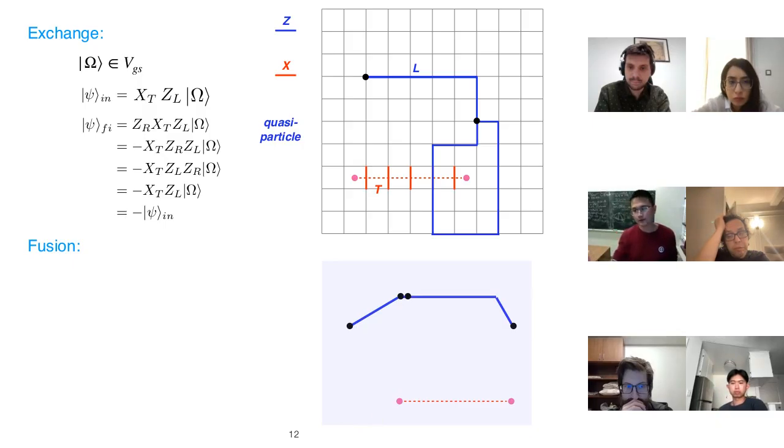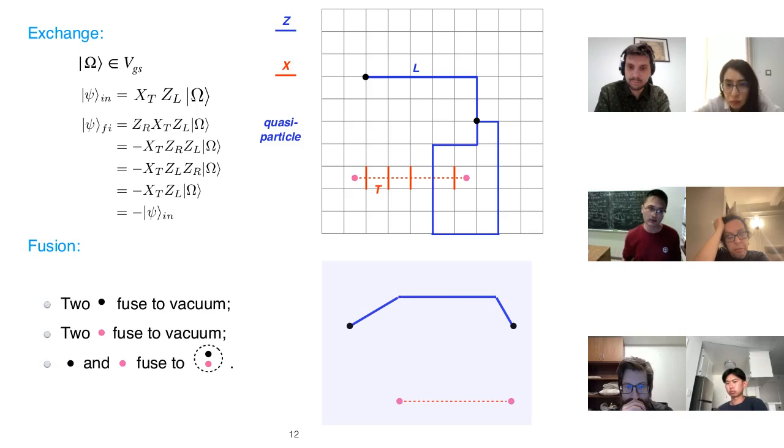And then let's say we can bring a black particle close to another black particle, then they will annihilate to the vacuum. And similarly for the pink particles. But if you try to bring a pink particle with a black particle, then they will survive and become a composite particle. So this illustrates the basic ideas in a topological phase of matter.